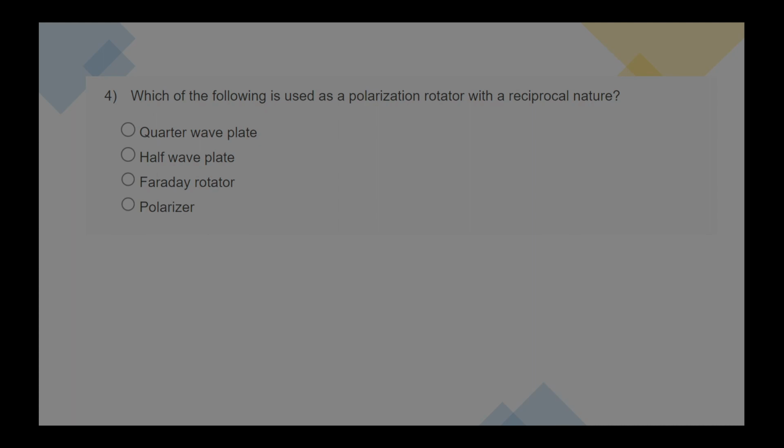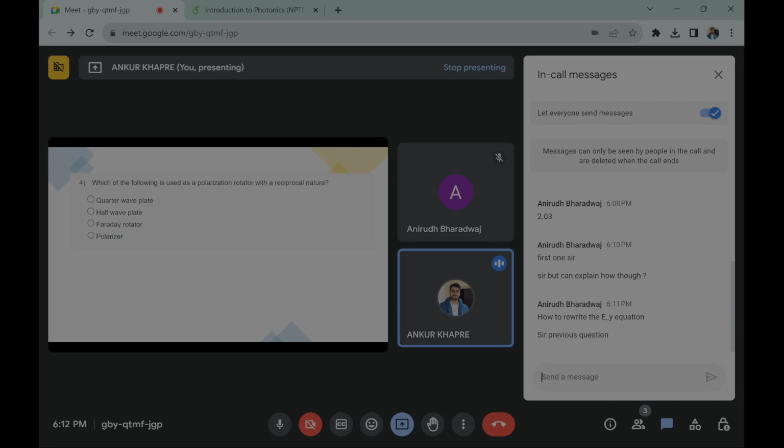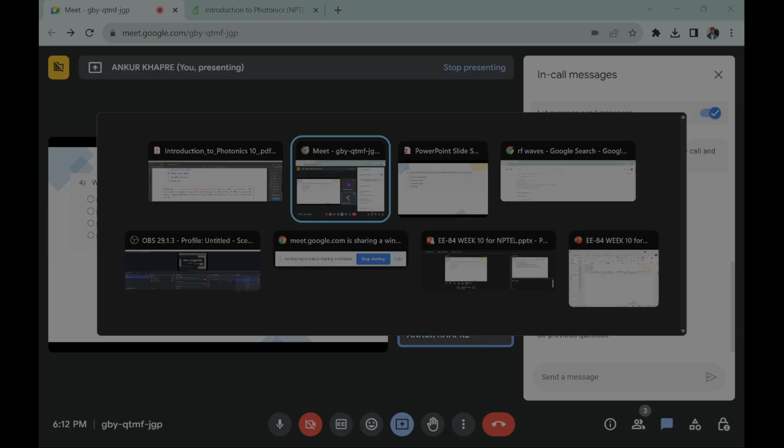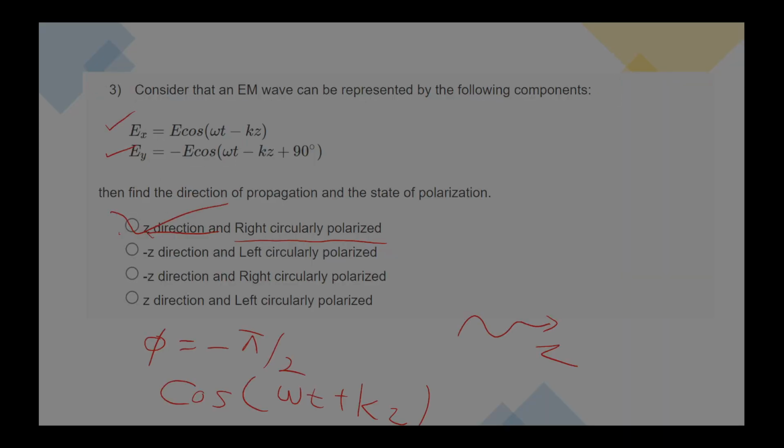Okay. Now question number 4. Which of the following is used as a polarization rotor with a reciprocal nature? Can you tell me this one? The previous question. How to rewrite the Ey equation? Okay, wait. Ey equation.